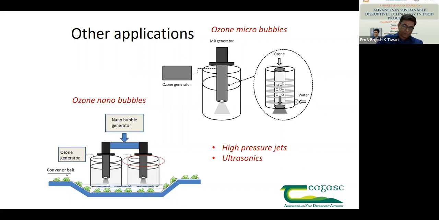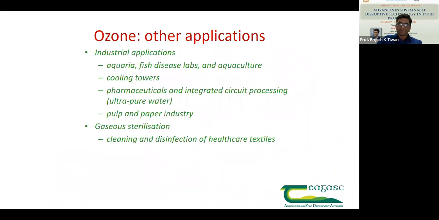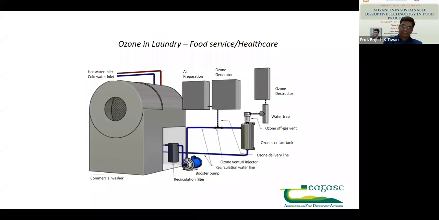Apart from food applications of ozone, the other types of applications are in aquaculture, cooling towers, pharmaceuticals, the pulp and paper industry, gaseous sterilization, and cleaning and disinfection of healthcare textiles. This application of cleaning and disinfection of healthcare textiles was a very interesting application which I came across whilst I was in Japan, where a washing machine was made based on ozone.